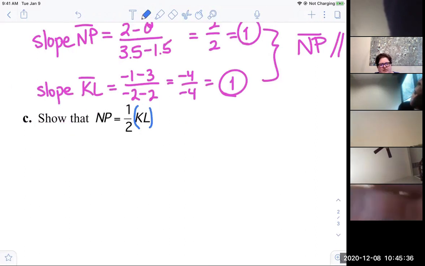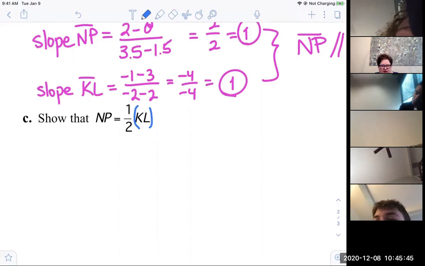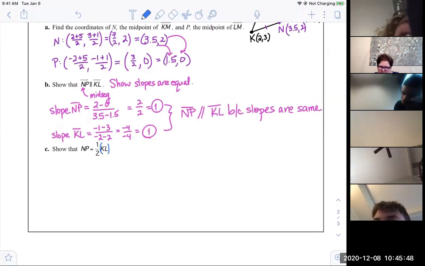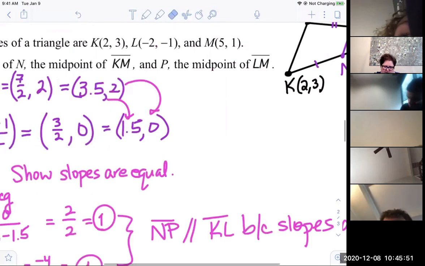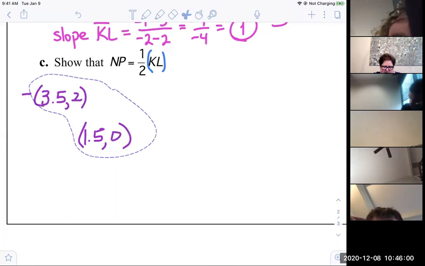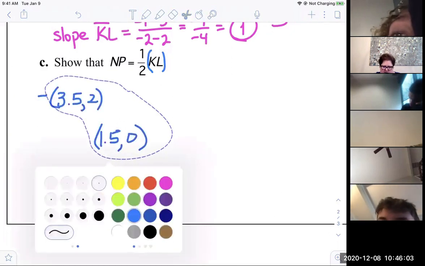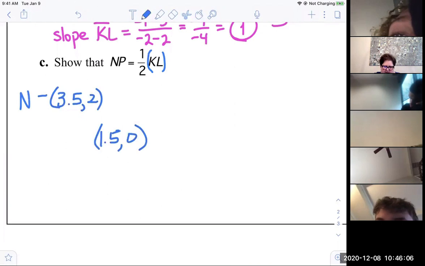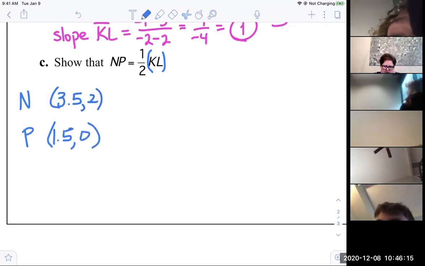Okay, so what is that asking you to do? When it says NP, what formula are you using? What are they asking for when they say NP? The distance formula. Right? I'm going to go ahead and copy the points N and P just so that they're right here in front of me, and I don't have to keep scrolling around. Okay, so this is N, and then this is P. Distance formula.